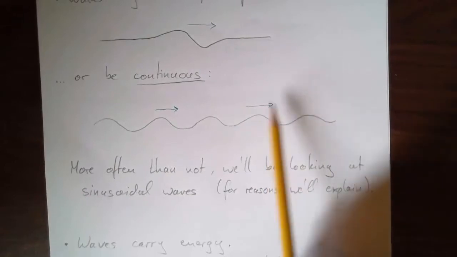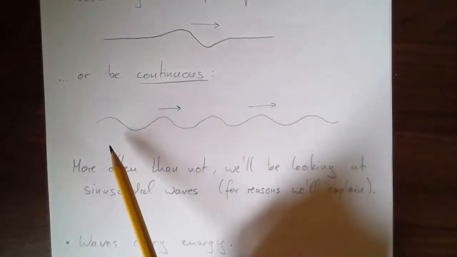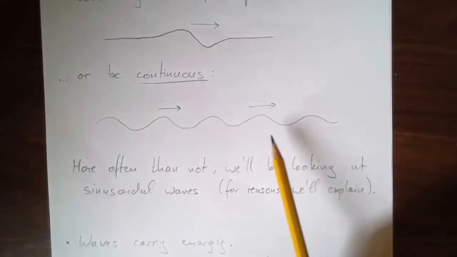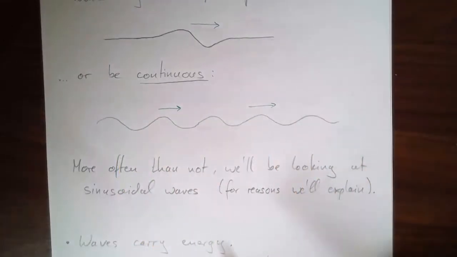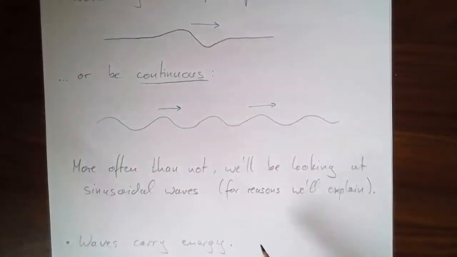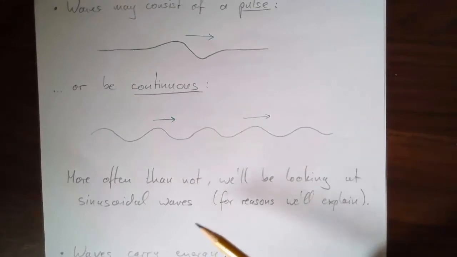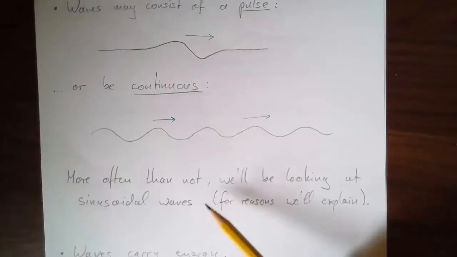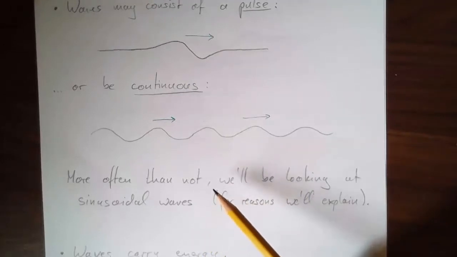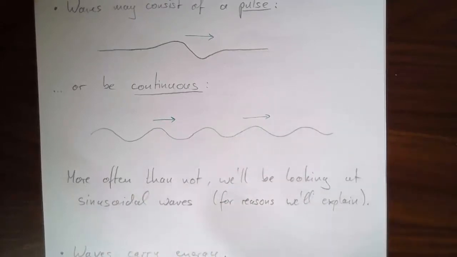Now, for most of this course, we're going to look at continuous waves, specifically waves that are sinusoidal, so they have a sine or cosine shape. And there are reasons for that. One reason is that they exist in nature. We'll figure out why. The second reason is that if it's some other shape, we can still mathematically represent it as a sum of different sine functions.